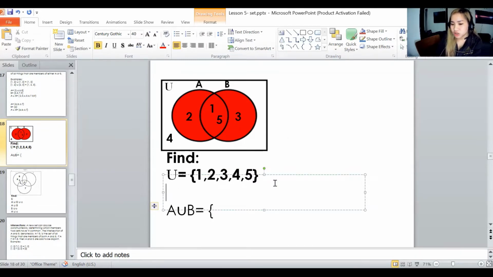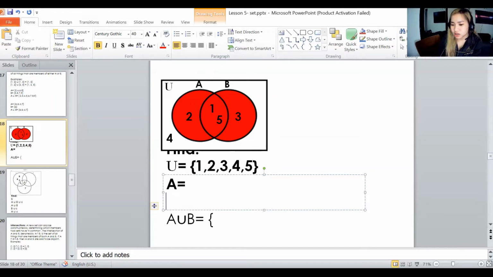Let's define first then yung set A tsaka yung set B para mas madali. So, ang set A natin is lahat ng elements na nasa loob ng circle na to. Huwag muna natin pansinin tong nasa labas. So, titignan nyo lang to. So we have yung pinakamaliit na elements. So we have 1. Sa loob lang nito 1, 2, tapos 5.